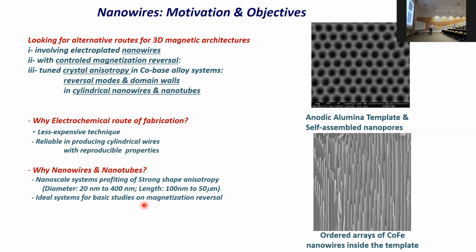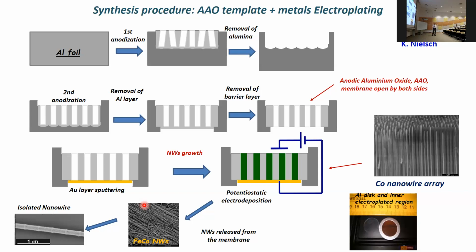Okay, very roughly, I will explain how we prepare this nanowire. We start with an aluminum foil of very high purity, 5/9 at least, roughly 1 inch in diameter, and by two anodization processes, we get a porous membrane, which is open on both sides, the upper and the bottom. Then we sputter a tiny layer of gold on the bottom, and this gold layer serves as an electrode for the electrodeposition. So we fill the material with nanowires, like that.